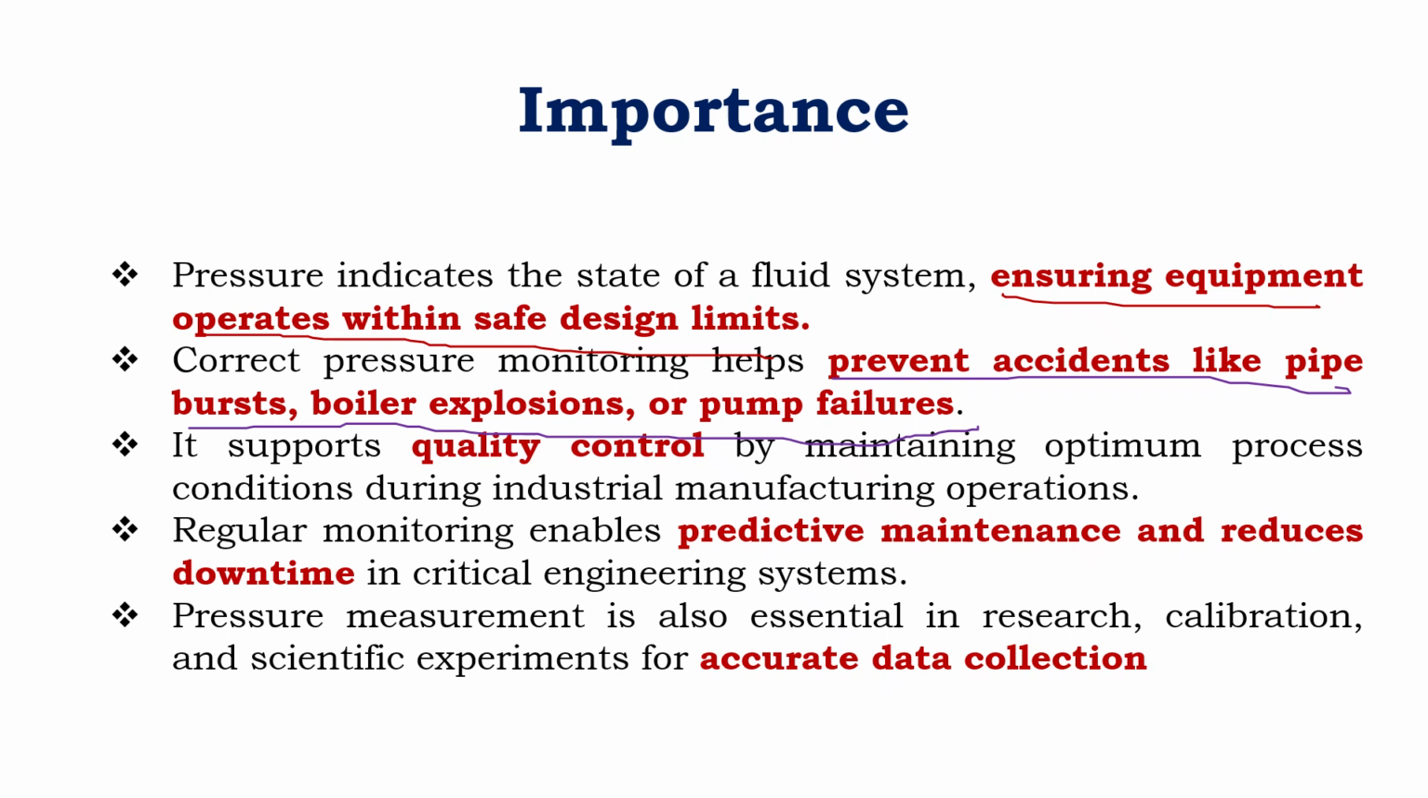So we use pressure gauges for quality control, predictive maintenance, and to reduce downtime. Regular periodic maintenance takes place using pressure gauges and accurate data collection. Accurate data collection has some limitations with mechanical gauges, but we still get data collection through electronic gauges.